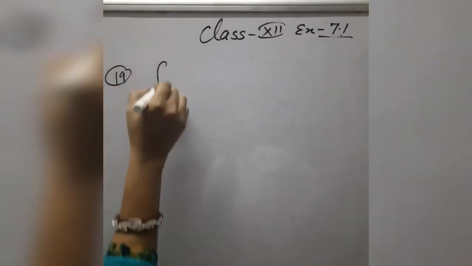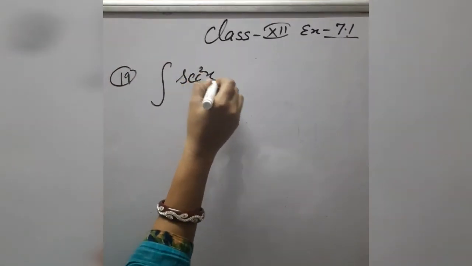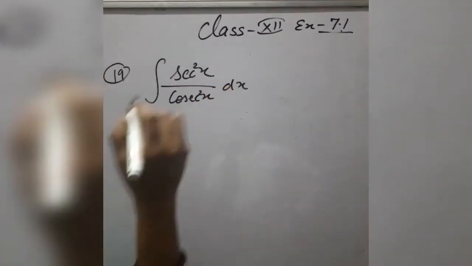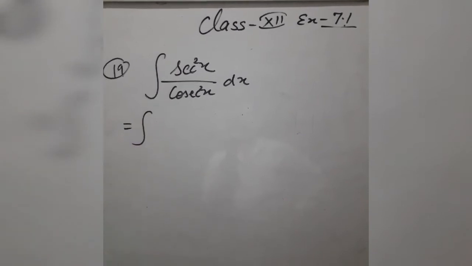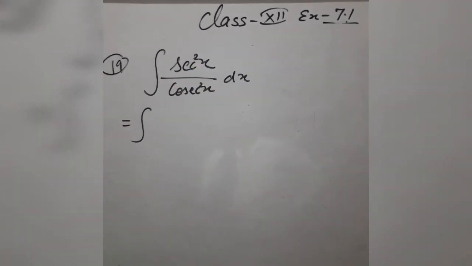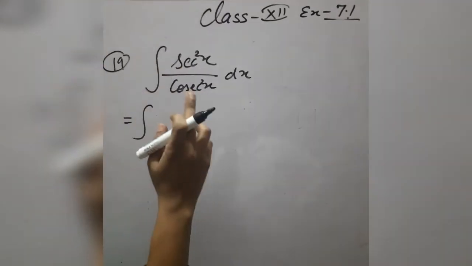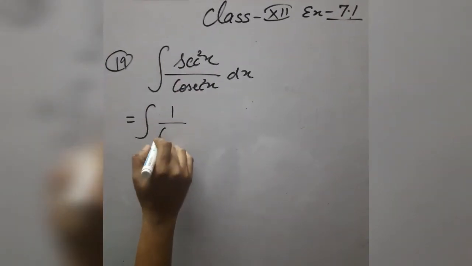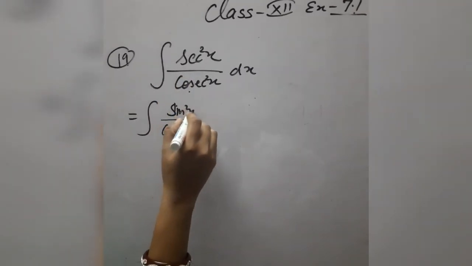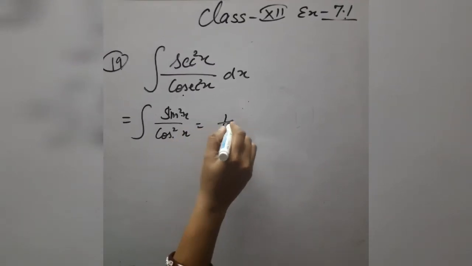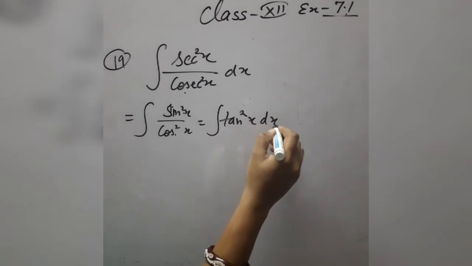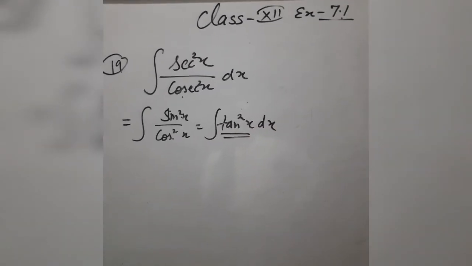Now 19th question, statement is secant square x divided by cosecant square x, integrate it. Firstly we will simplify it. What is the value of secant by cosecant square? Secant is reciprocal of cos, it can be written as 1 by cos, and cosecant can be written as 1 by sine, and all of you know that sine square by cos square is tangent square. Now we will take integration of tangent square.